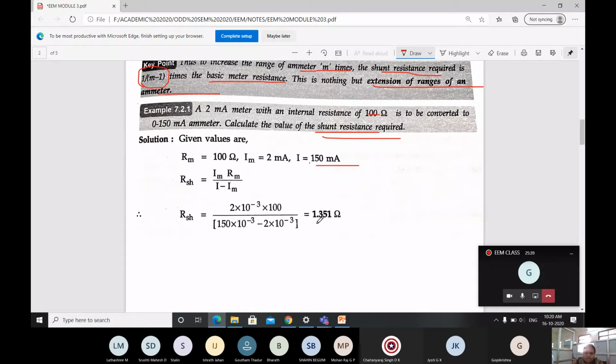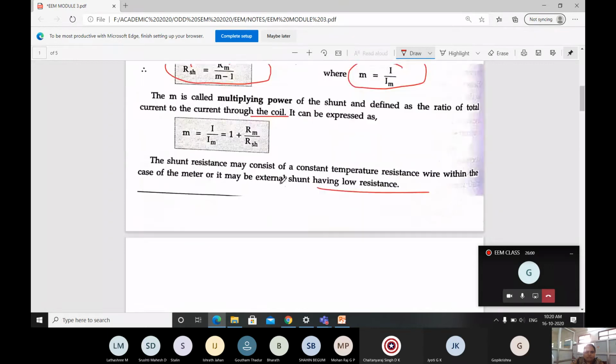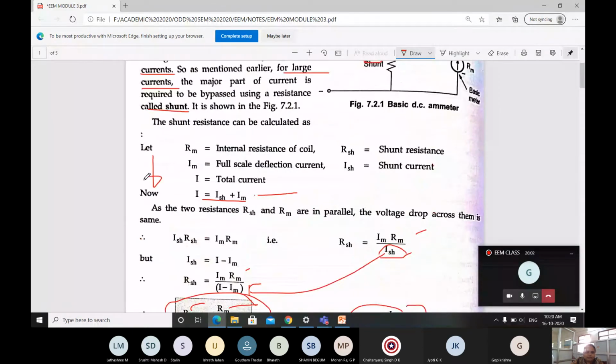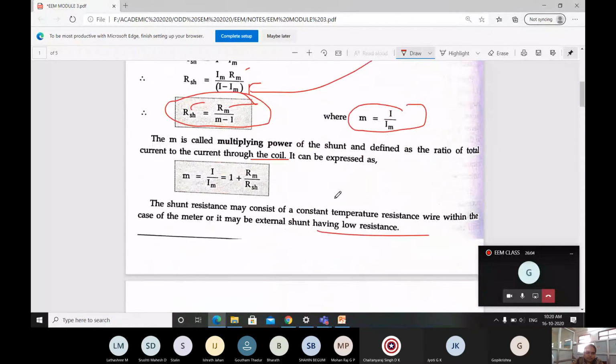After solving, you will be getting 1.351 ohms. So, for our meter of range 150 milliamps, the shunt resistance required is 1.351 ohms. This is a small calculation part. It may be given for 4 marks. And this will be important. It will be asked for 6 marks.